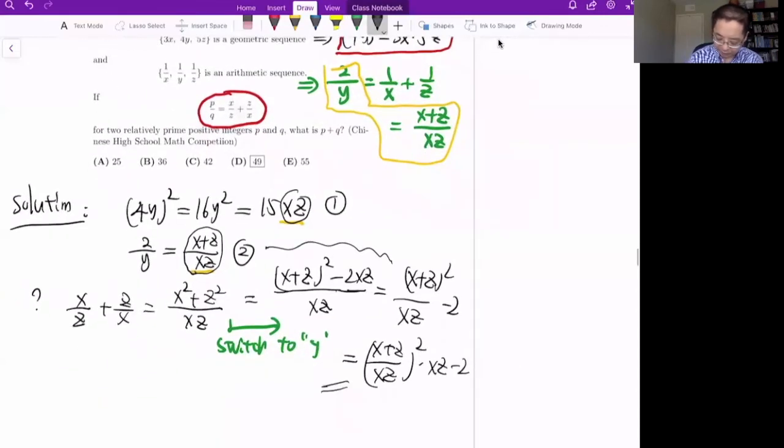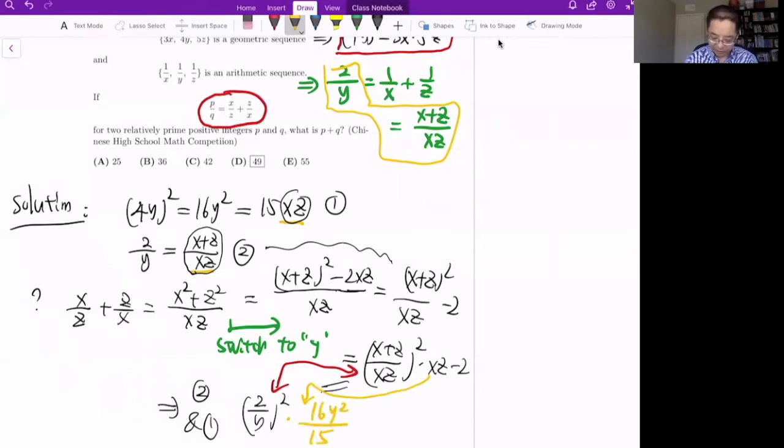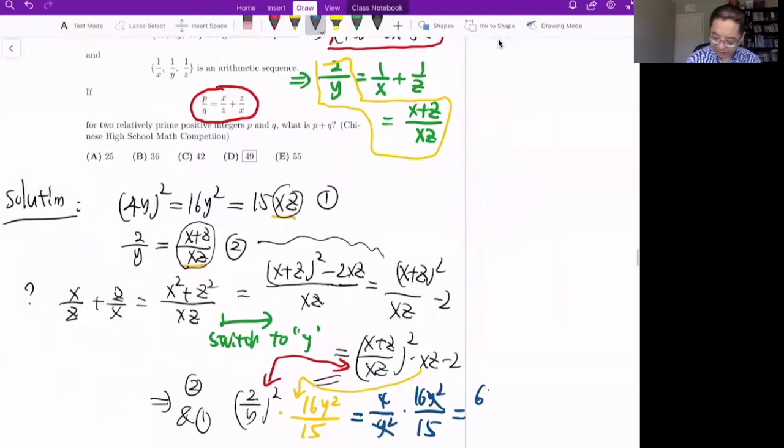Now, for this one, we can just plug into what we have here. So by 2 and 1, let's plug there. So 2 over y squared, which is this term. And then for this, we have 16y squared over 15, right? Okay, so this multiplication. So we get 4 over y squared times 16y squared over 15. Okay, so then I can do the cancellation. And what we end up with is 64 over 15. Okay, so that's what we have.